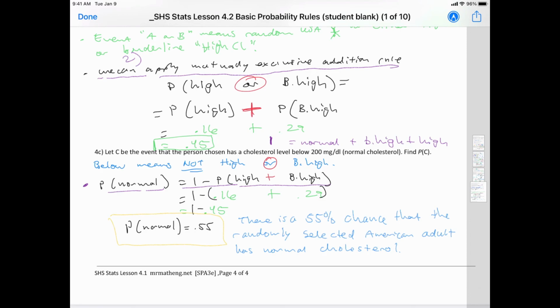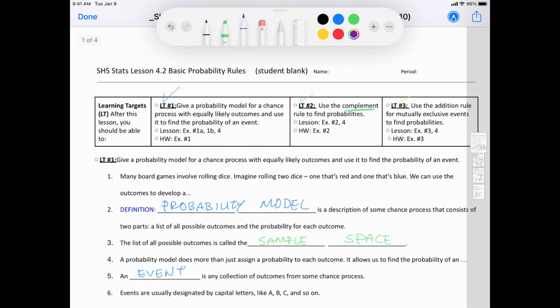So in the previous, we just said that probability of high is 0.16 and probability of borderline high is 0.29. Add those together, you have 45. So 1 minus 45 is 55. There's a 55% chance that the randomly selected American adult has normal cholesterol.